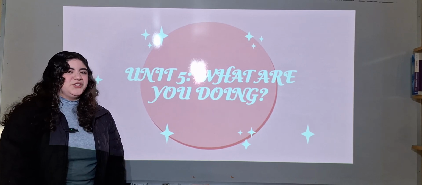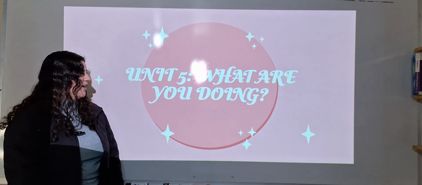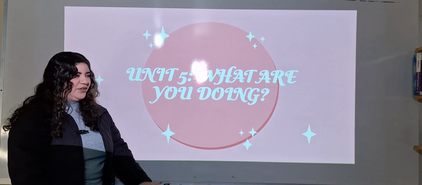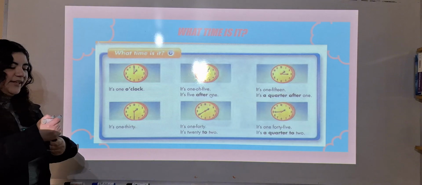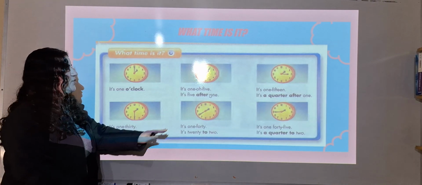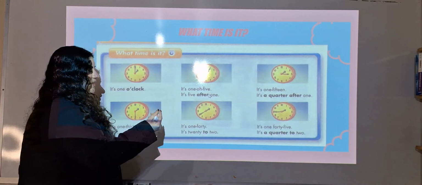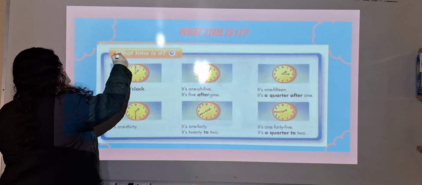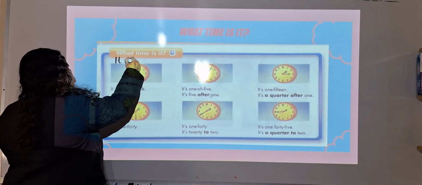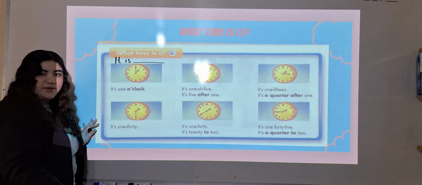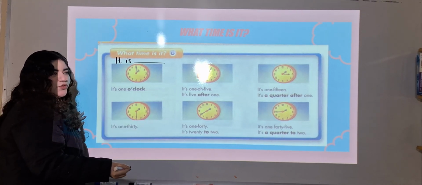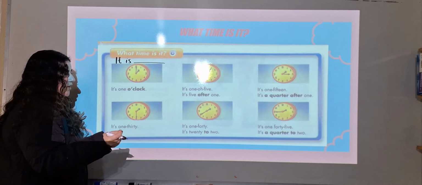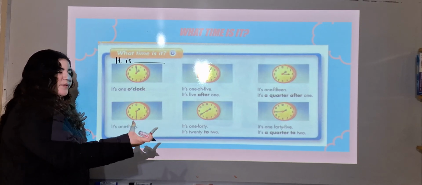Hello guys, today we're going to be reviewing unit number 5, which is "What are you doing?" on your book. The first part that we have over there is related to telling the time, or answering the question, "What time is it?" When we're answering that question, we're going to answer with "It is," and then the time that we have on our clock. Now, usually we're just going to say the time and read it number by number, or first the hour and then the minutes.